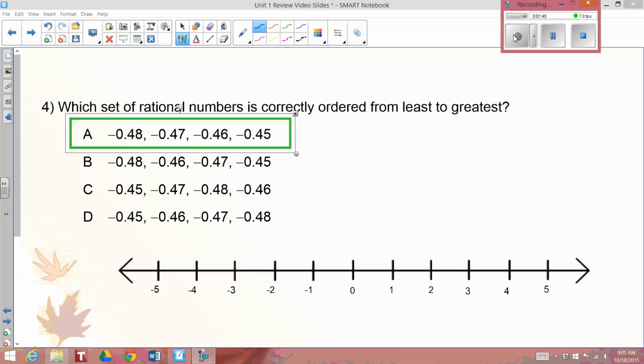Here's another question about ordering negative numbers. Again, I can draw a number line to help me, or I could use the trick that it goes from least to greatest, but in the negatives, it's going to look like it's going from greatest to least. The bigger the number looks, if it's negative, the less value it has. So that's why A is the correct answer. It's going in order from least to greatest. Remember, the further away I go from 0 on the negative side, the less value the number has.